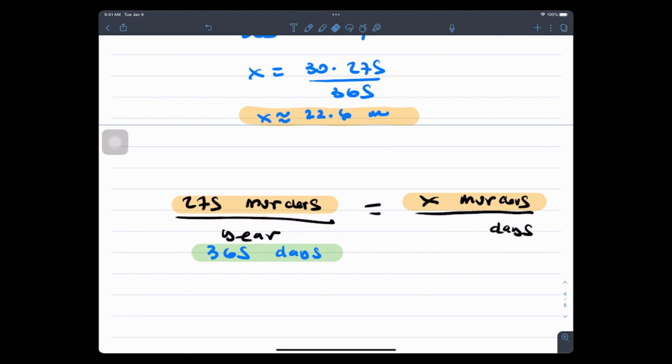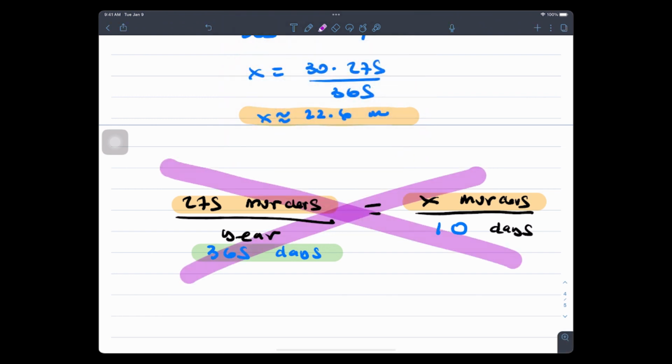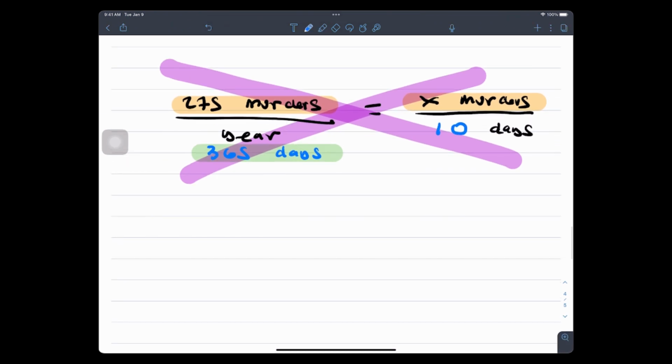What do I change now? Yeah, down here, this is now in a what? A 10-day interval. 10 days. Cross what? Cross multiply. So you get what? 10 times 275 becomes what? 365x. Is that right? You change that denominator.